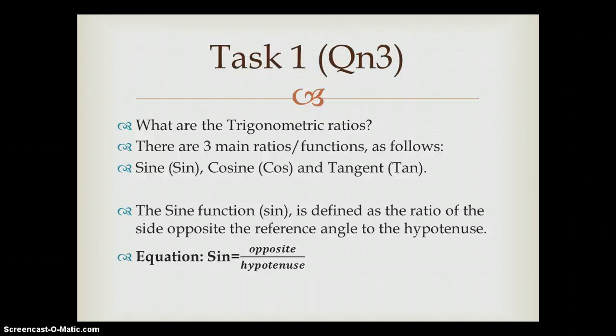Task 1, Question 3. What are the trigonometric ratios? There are three main ratio functions, as follows: sine, cosine, and tangent. The sine function is defined as the ratio of the side opposite the reference angle to the hypotenuse. The equation is sine equals opposite over hypotenuse.